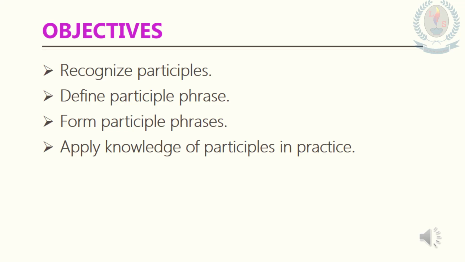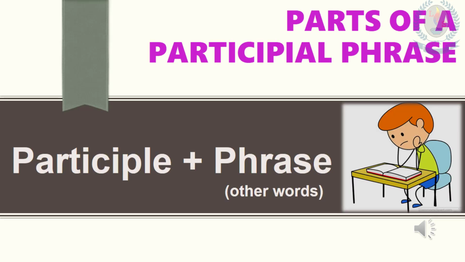My objectives are that you may recognize participles and define participial phrase, form participial phrases on your own, and engage in exercises. Now let's look at the parts of a participial phrase. A participial phrase contains a participle and a phrase. Phrases could be seen in a complex sentence. These participial phrases cannot stand on their own, so they will be added to a main clause, which is a sentence with a meaning on its own.